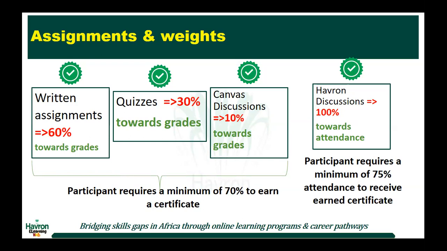Then, towards the Havron discussion, you are expected to participate, and this also has to be part of the attendance. So participants require a minimum of 75% at the end for a certificate. What we mean by end is you might earn the certificate by your grades, but if you don't participate during these peer-to-peer reviews, you may not have access or get your certificates.